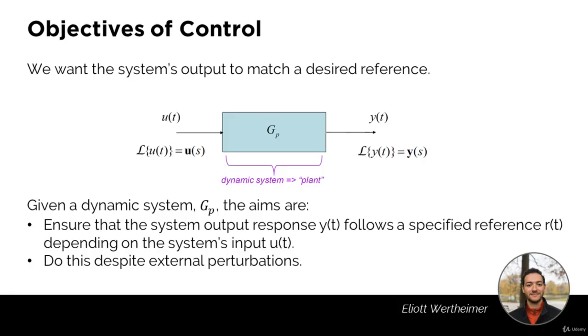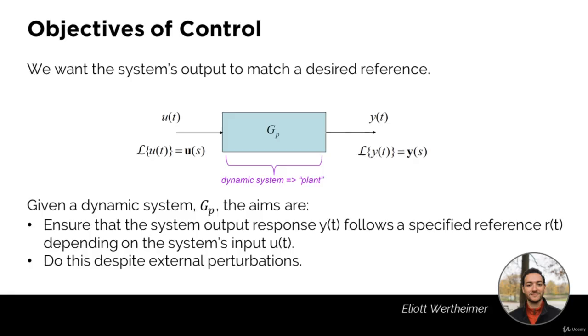Given a dynamic system, Gp in this case, the aim is to ensure that the system's output response y(t) follows a specified reference r(t) depending on the system's input u(t). And we have to do this despite external perturbations. The output has to match the reference, whatever the perturbations that are pushing it away from what it should be. It should always correct itself to stay on the reference. This is the goal, the objective of control.